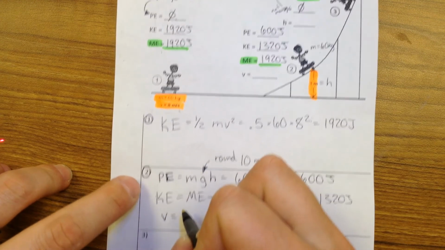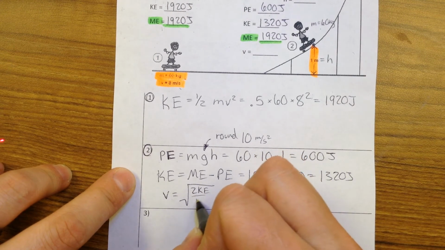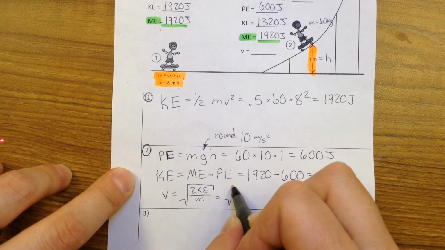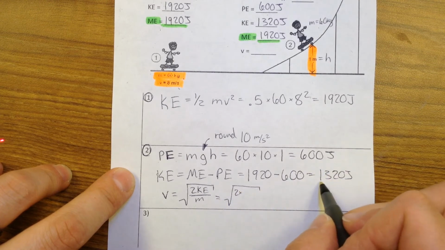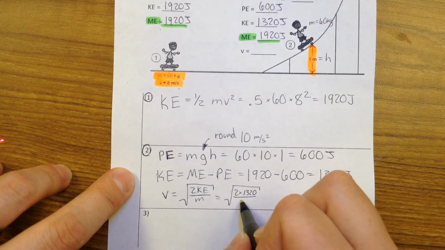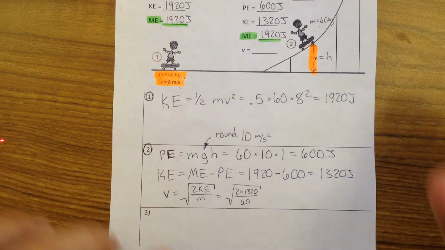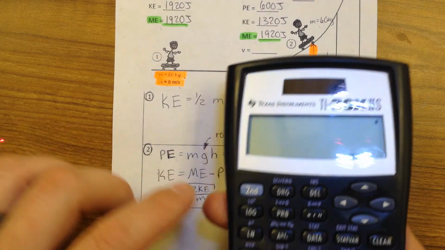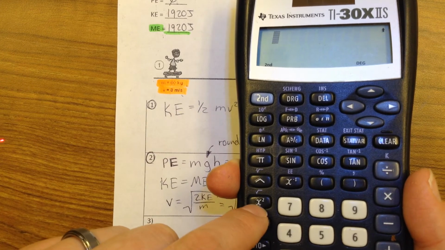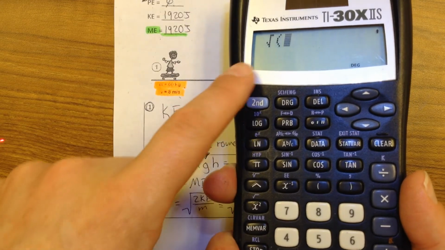Velocity is equal to the square root of 2 times the kinetic energy divided by the mass. That you should get from your journal. Plug those values in. 2 multiplied by 1,320 and divided by the mass of 60. Punch that into the calculator. To get that in the calculator, you need to know how to square. On these calculators, you hit the second button, and then right here, the x squared. Above that's the square root. So there's your square root.